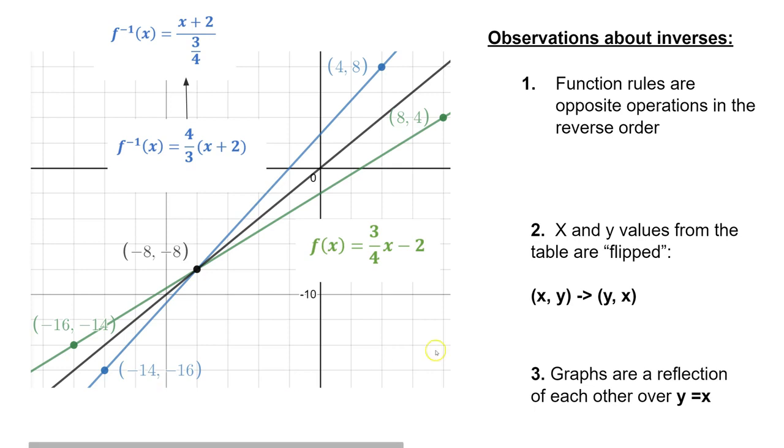And if you think back to Math 2, a rule like this for a transformation, x, y becomes y, x, that was the rule that we used back in Math 2 for a reflection over the line y equals x. So you can see that the blue line and the green line are reflections of each other over the line y equals x. So these three things will always be true about inverse functions, whether they're linear functions or not.